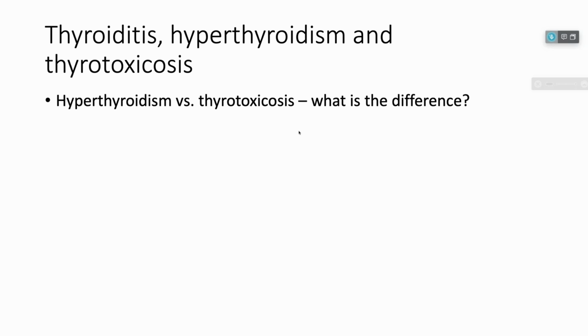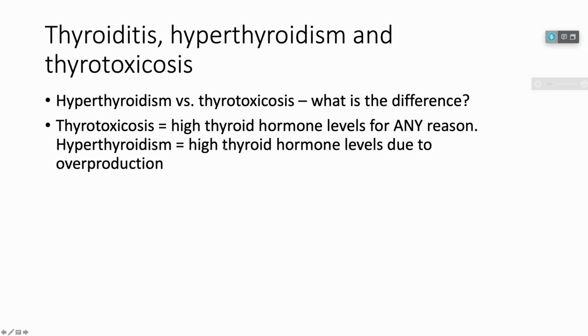Interestingly enough, the difference is, you were right about hyperthyroidism. Hyperthyroidism means you have high thyroid hormone levels because you're overproducing it. Thyrotoxicosis doesn't mean that it's like, oh my God, I'm going to die, like thyroid storm, something crazy like that, but it's actually not. Thyrotoxicosis just means I have high thyroid hormone levels for any reason. So in other words, hyperthyroidism is a specific type of thyrotoxicosis. If I took high exogenous thyroid levels, I would be thyrotoxic, but I wouldn't be hyperthyroid.